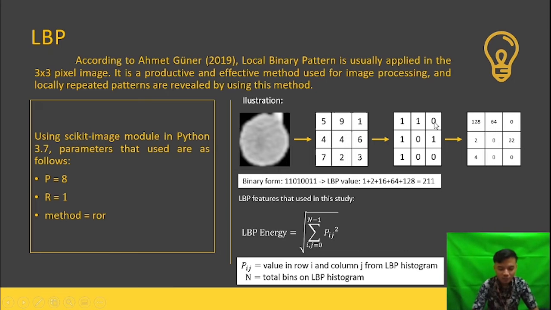And then the binary form is converted into an LBP value using the binary system. And this value will be placed into a new matrix called the LBP matrix. After the LBP matrix is finished, it will be changed into an LBP histogram. And then the LBP feature that is used in the study is LBP energy, with this formula.